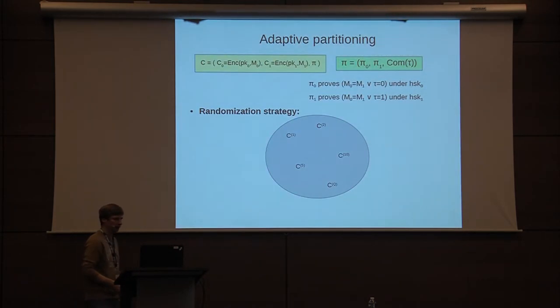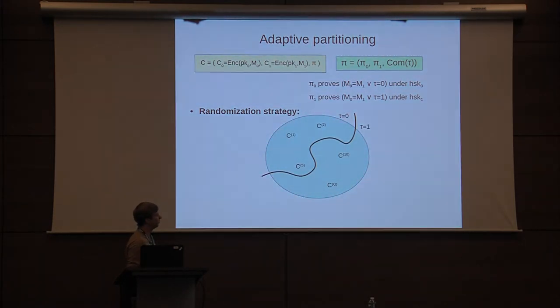Okay, so before going into the actual proof strategy, how we randomize things, here's a picture. Pictures are always good. These are all the challenge ciphertexts that the adversary gets, the CIs. Because I'm lazy, I just wrote 5 there. Our goal will be to partition the set of all challenge ciphertexts into two parts, the ones with tau equals 0.